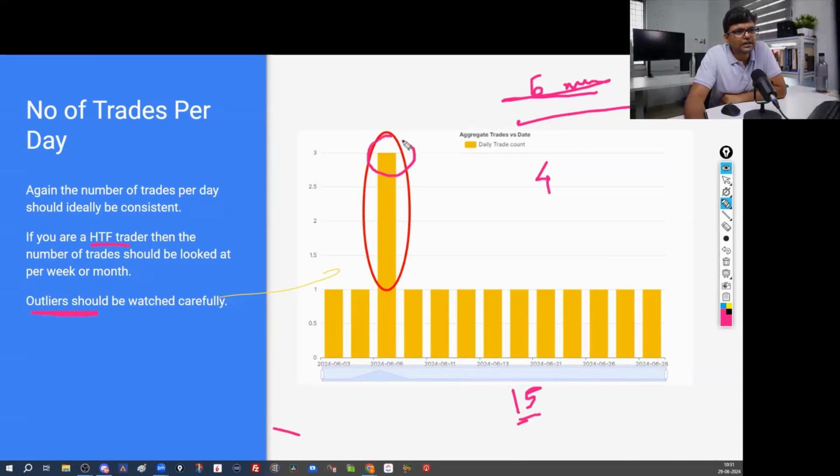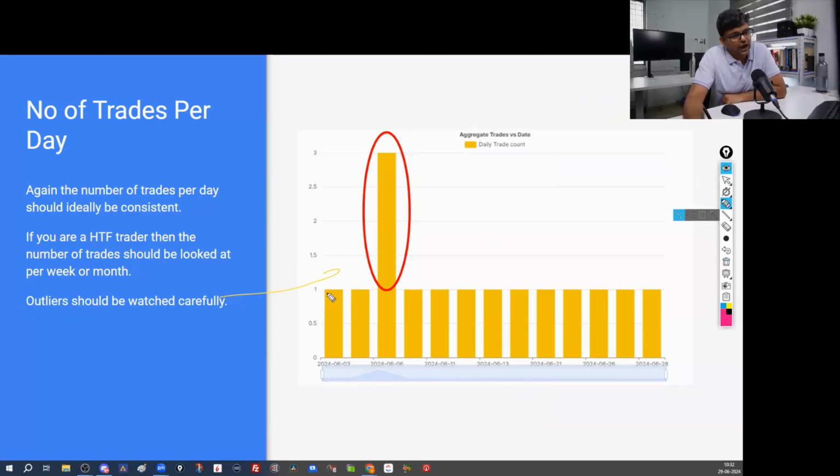Outliers should be watched carefully. So if I am taking like 5, 6, 7 trades in one day and not at all following my system or method, that is not good. That is a warning sign. So look at what is happening here. I'll show you my cumulative profit and loss or daily profit and loss, and you will understand what happened here. I took one trade on day 1, one trade on day 2.